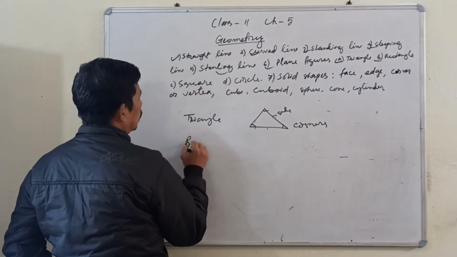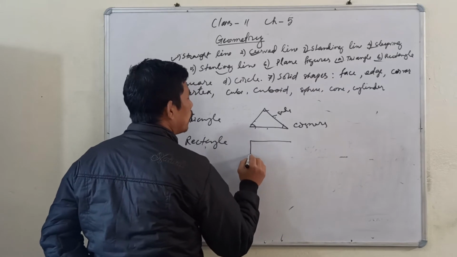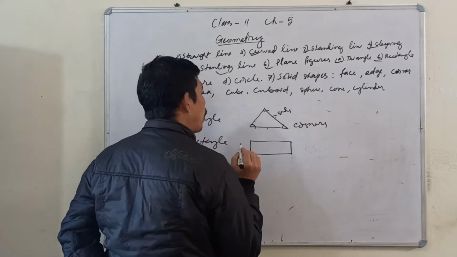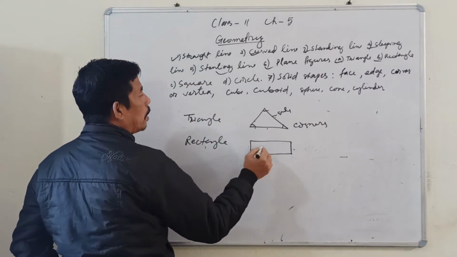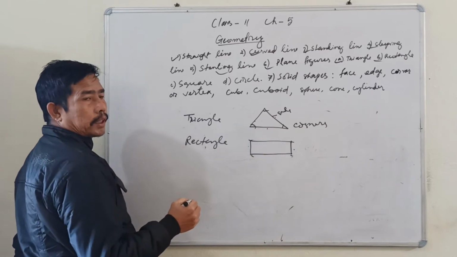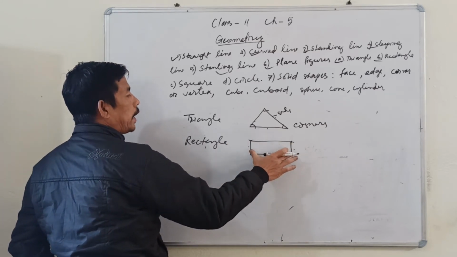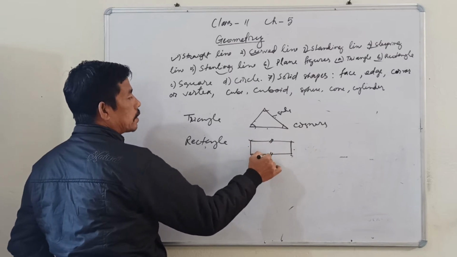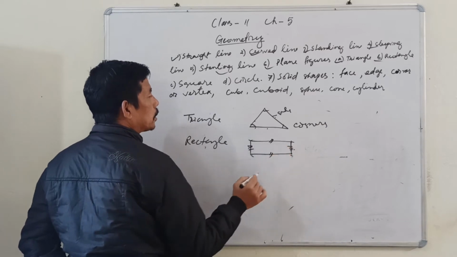Then rectangle. Rectangle is a plane figure bounded by four sides. It has four sides, 1, 2, 3, 4. And how many corners? 1, 2, 3, 4. Four corners and four sides. And one property is that in the case of a rectangle, opposite sides are equal. The length of this side is the same as this, and the length of this side is the same as the length of this side. Opposite sides have the same length.